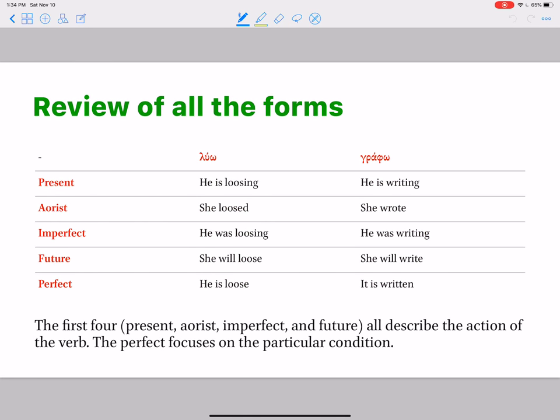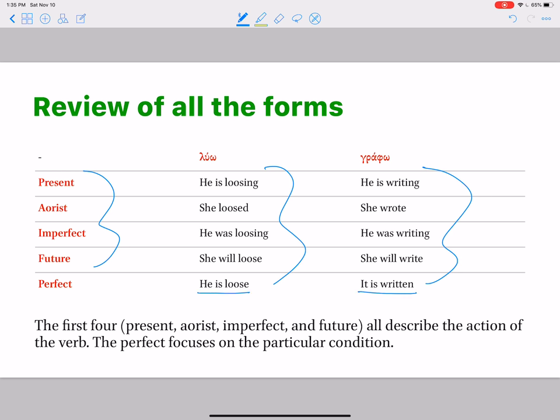When we look at the present, the aorist, the imperfect, and the future, these all talk about how the action is occurring. So, he is loosing. When we look at that, we're picturing someone doing the action in this current state, presently. When we say she loosed, we look at the action and say, okay, here is what happened. Like, he ran to the store. We see the whole picture of the person going to the store, but it's just a snapshot. The imperfect, he was loosing: we're looking at something in past time, but seeing it as it's going along. And then, she will loose: we're hypothetically looking at something in the future.